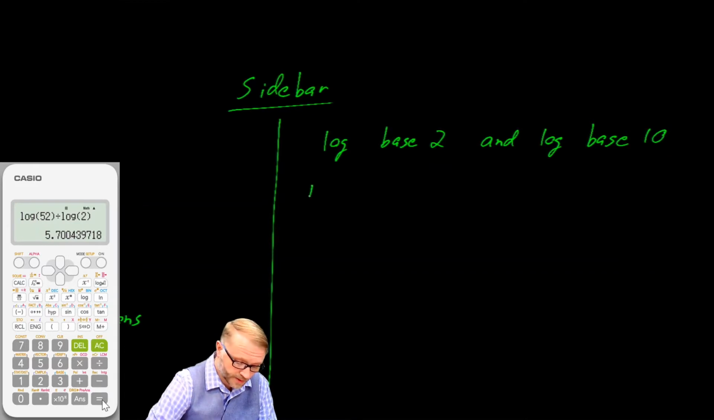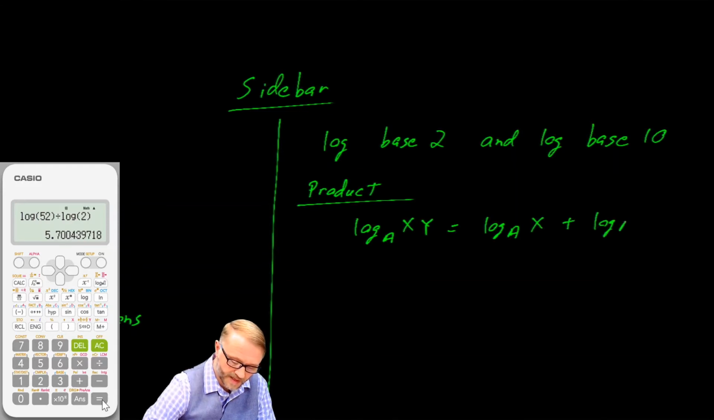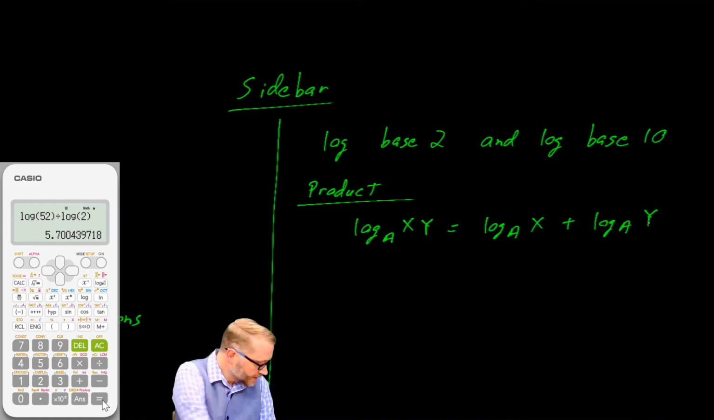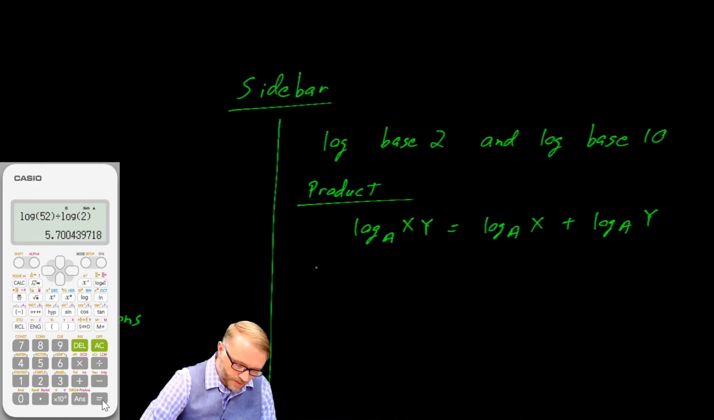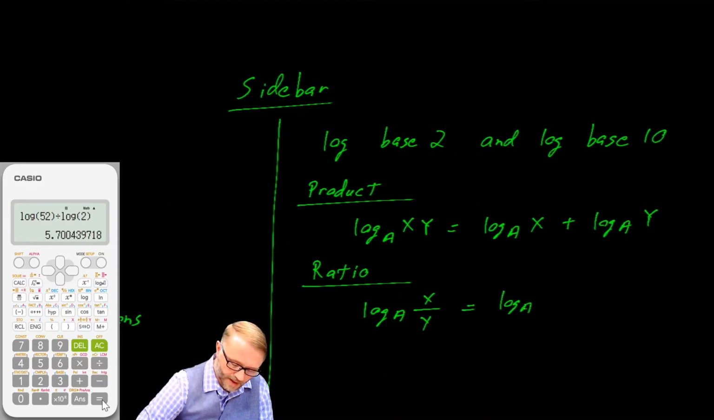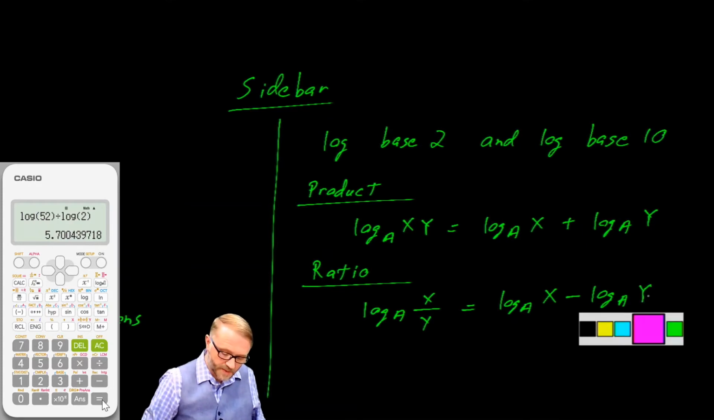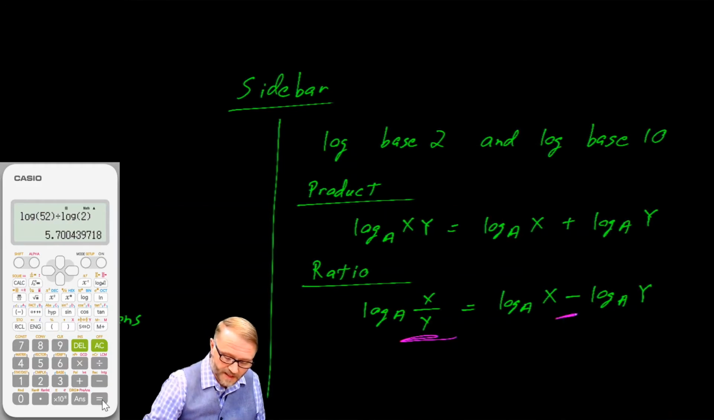We'll start with the product rule. That tells us the logarithm of some base a for the product of x and y is equal to the logarithm base a of x plus the logarithm base a of y. That's a very useful property for logarithms because it tells us that a multiplication operation is replaced with an addition operation. The next rule is the ratio rule. That rule states that the logarithm base a of x over y is equal to log base a of x minus log base a of y, which means that a division operation becomes a subtraction operation.